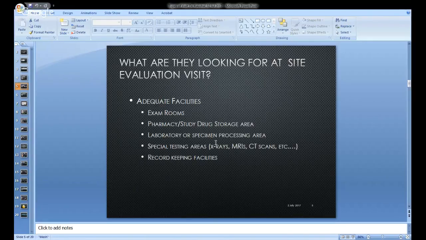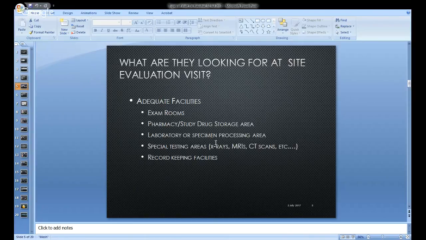So understand the laboratory, its certification, and the basic requirements that you need for your protocol, because all the laboratories might not be fully equipped with the basic requirements as per your protocol. So ensure that the site has an in-house laboratory facility or a nearby laboratory facility before you select a particular site. Going ahead, special testing areas: X-rays, MRI, CT scans, and many more.